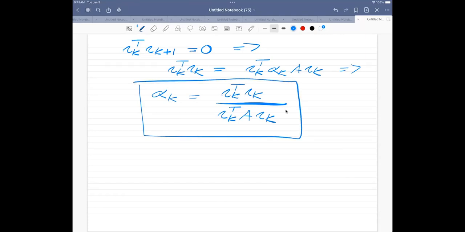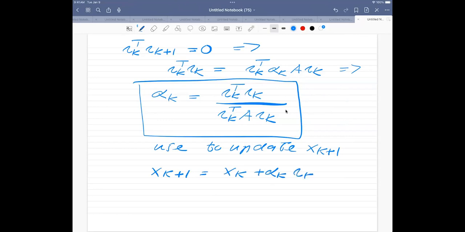which we then can use to update x of k plus 1. So then we get x of k plus 1, which is simply equal to x of k plus this alpha of k multiplied with r of k. And this is pretty easy to implement numerically, and this is what we are going to look at now. So the numerical implementation is something which we have in a Jupyter notebook here. So if you're okay, yeah?